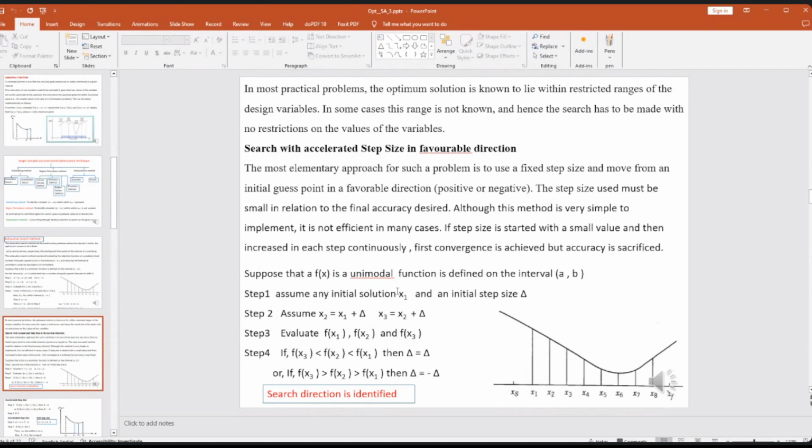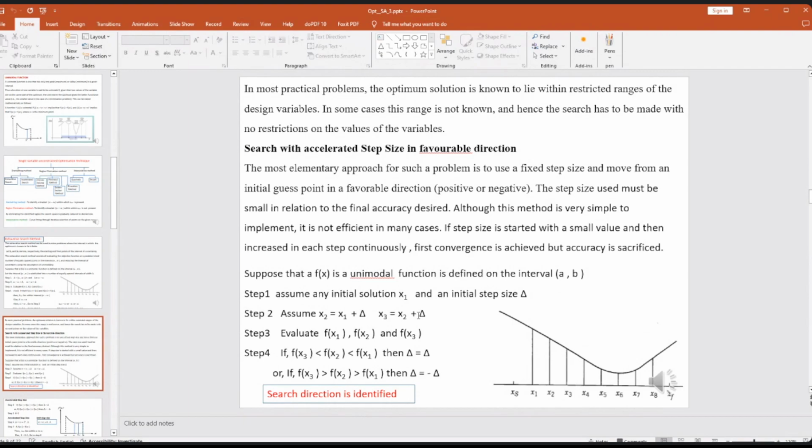Clear? Yes, sir. And some initial step size delta. So first we will choose x1 and delta. Now we will assume two values: x2 is equal to x1 plus delta and x3 is equal to x2 plus delta. So we have three values, x1, x2, x3. x2 is on the right side of x1, x3 is on the right side of x2. Now we can evaluate fx1, fx2 and fx3. Clear?